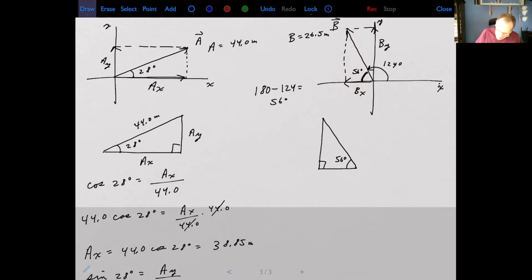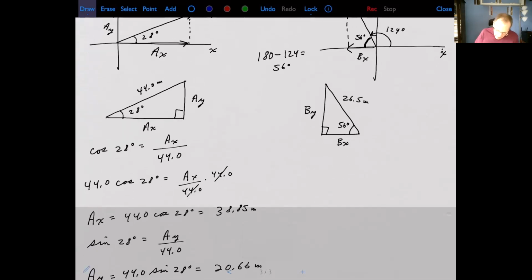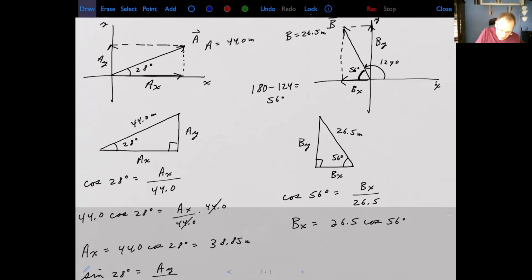We know the hypotenuse again, that's going to be the magnitude of B, so that's 26.5. And I'm looking for BX and BY. So to get BX, again, since it's adjacent, I can use cosine. So cosine of 56 must equal BX over 26.5. Therefore, BX is going to be 26.5 times cosine of 56 degrees. So that's the magnitude, but then to get the correct sign, since we know that BX is pointing towards the left, then it's going to be negative, right?